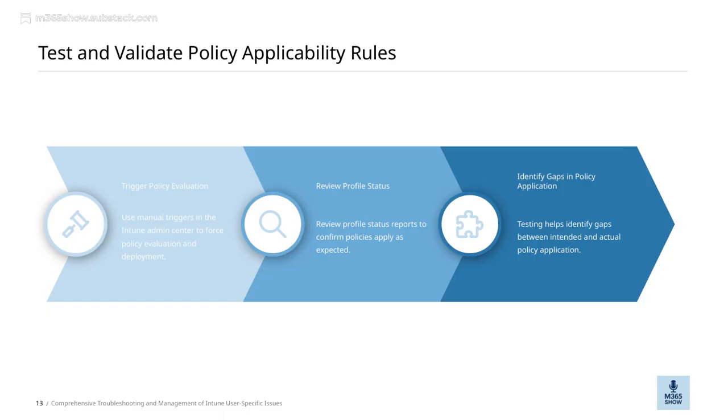Next, we want to review the profile status reports. These reports give us a clear view of whether the policies are applying as expected, allowing us to confirm everything is on track. And if we need to speed things up or troubleshoot further, we can use manual triggers in the Intune Admin Center. These triggers force a policy evaluation and deployment right away, so we don't have to wait for the scheduled updates. Overall, this process is about verifying that our policies are correctly applied and making adjustments as needed. It ties into the broader goal of managing devices efficiently and ensuring a seamless user experience.